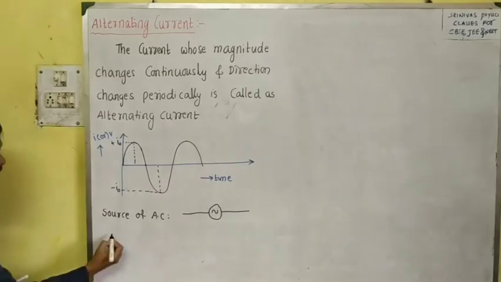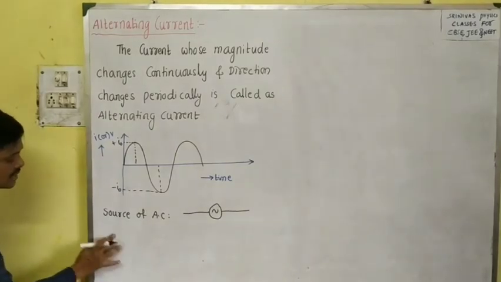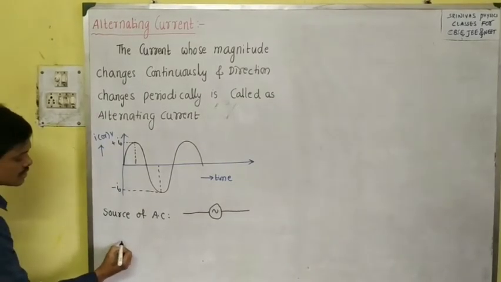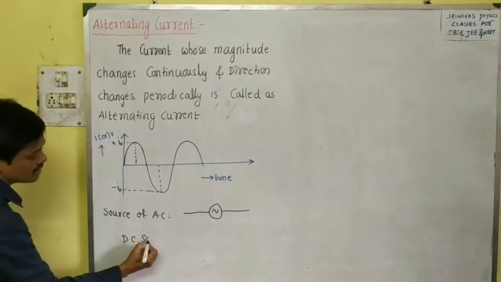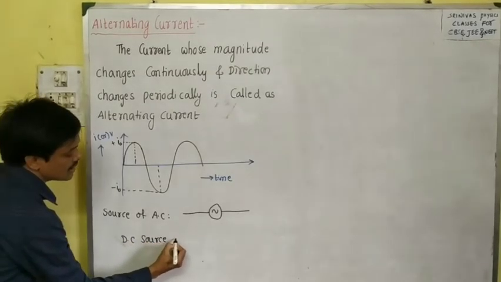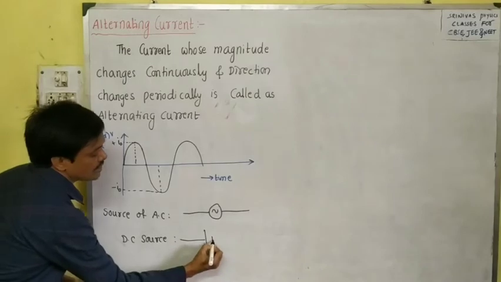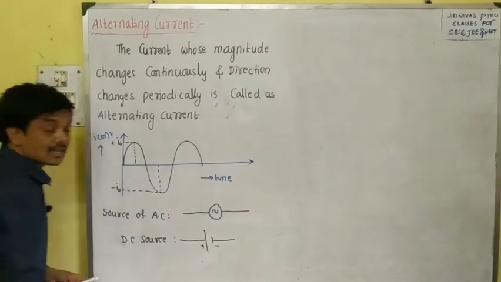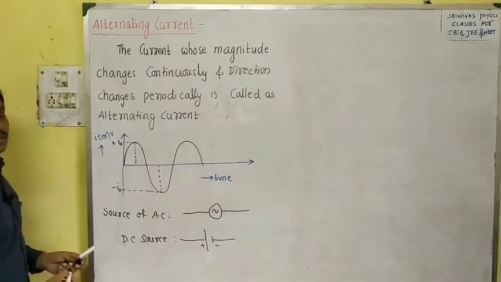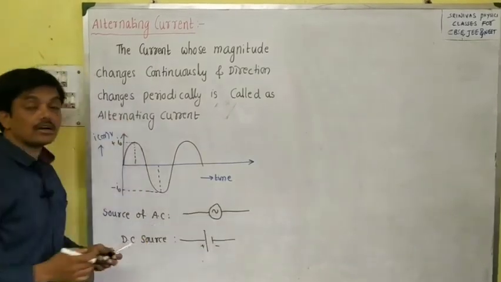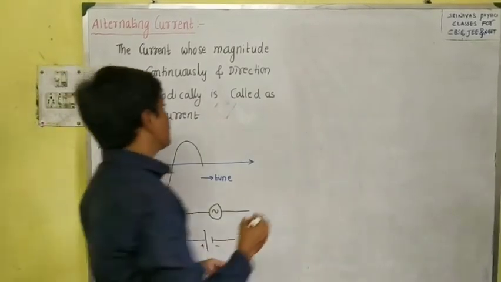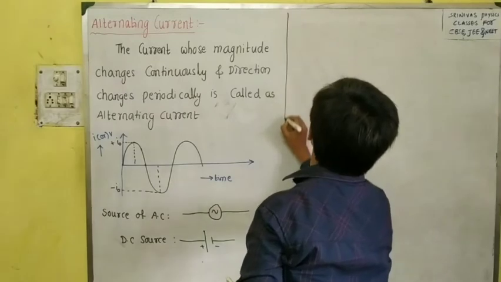But the DC source symbol we already know. This is the DC source symbol. It has fixed terminals, meaning direction does not change and the current value also does not change, but the AC source does not have fixed terminals. And now this is about alternating current.